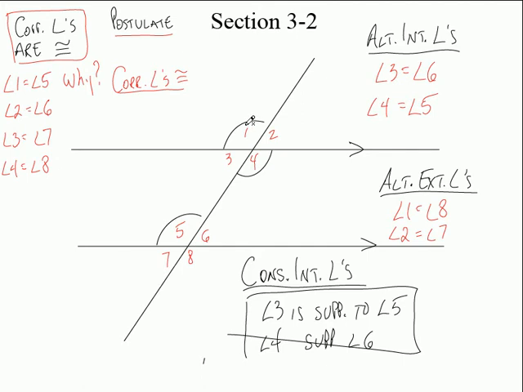Okay, 1. Why is 1 and 8 equal to each other? Because they're alternate exterior angles. That's right. So 1 equals 8 because they're alternate exterior angles. Are there any other angles that equal angle 1 here? No, there's not. That's it. Okay. What about angle 2? Let's go to angle 2.